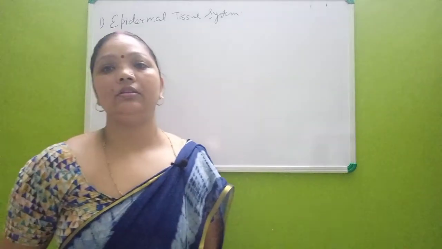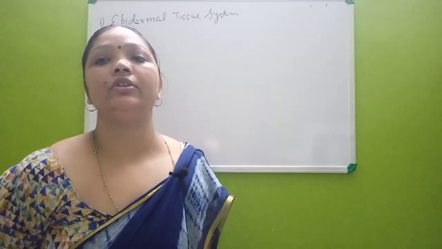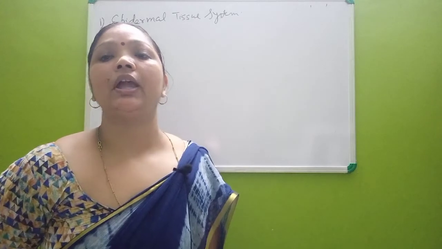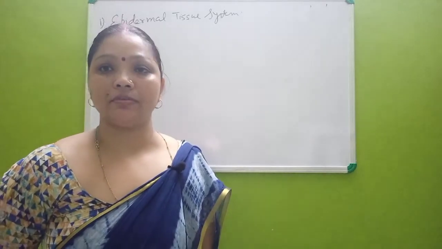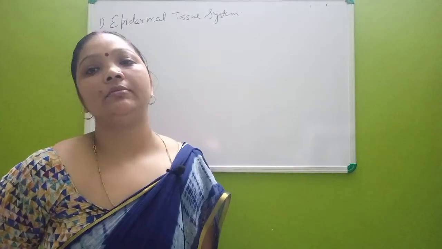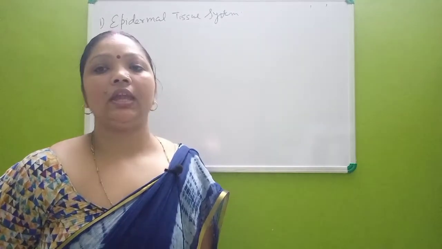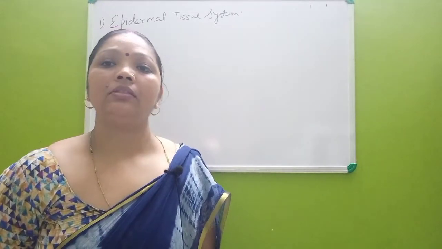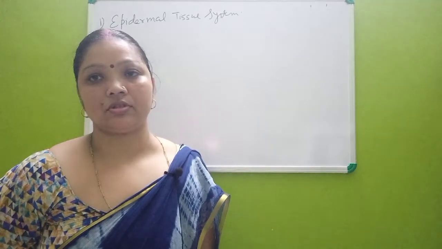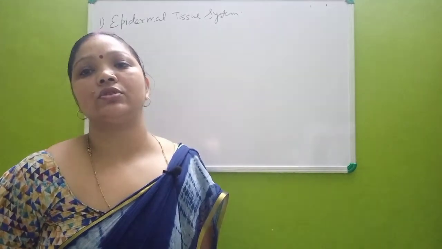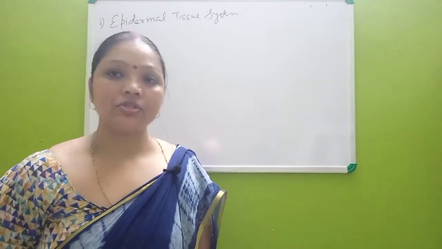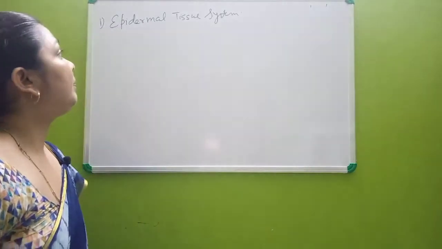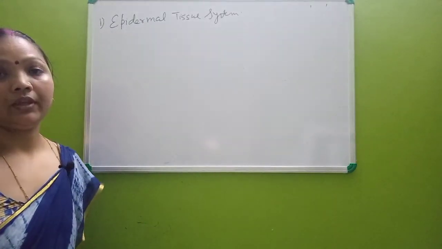In this lecture we will find out the different types of tissue system. There are three types of tissue system present in plants. One is the epidermal tissue system, the second is the ground tissue system, and the third is the vascular tissue system. We will take all these tissue systems one by one. So first, today we are going to take the epidermal tissue system.